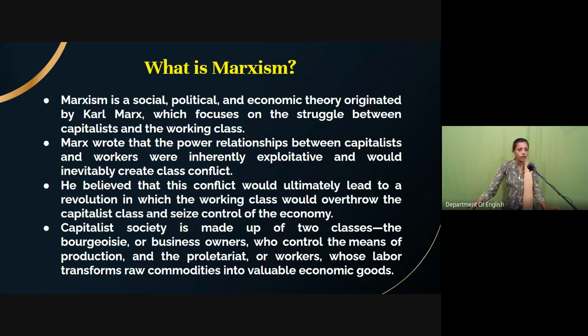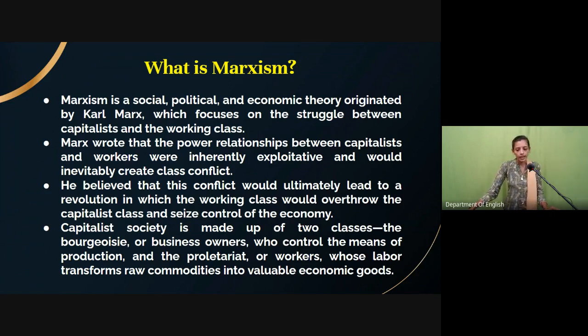Matthew Arnold also discussed these three classes in his essay, Culture and Anarchy. He discussed the struggle of three classes, the barbarian, philistine, and populist class. Marx wrote that the power relationship between capitalist and worker was inherently exploitative and would inevitably create class conflict. He believed that this conflict would ultimately lead to a revolution in which the working class would overthrow the capitalist class and seize control of the economy.